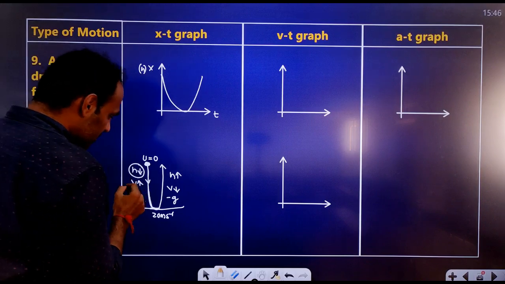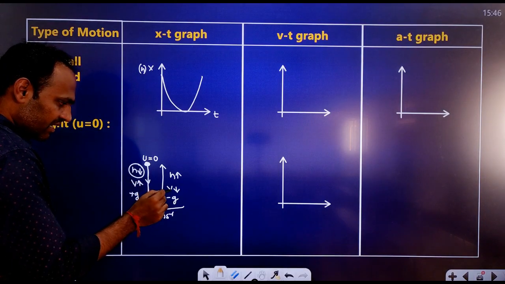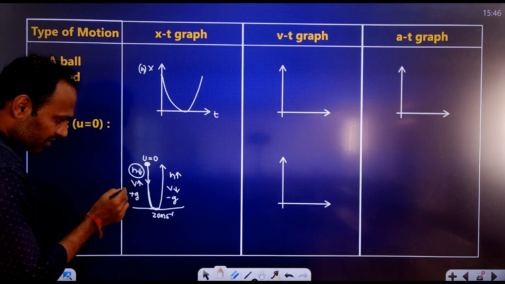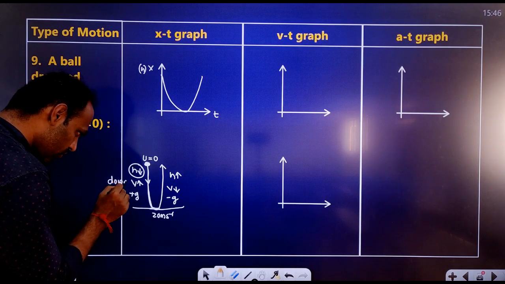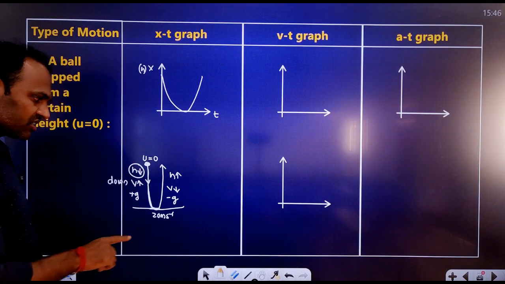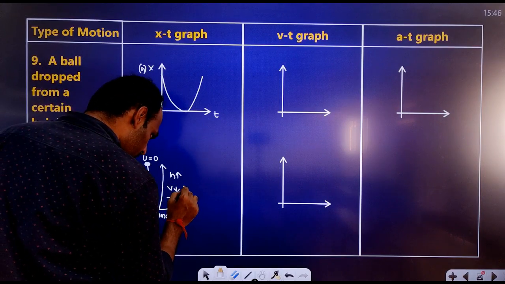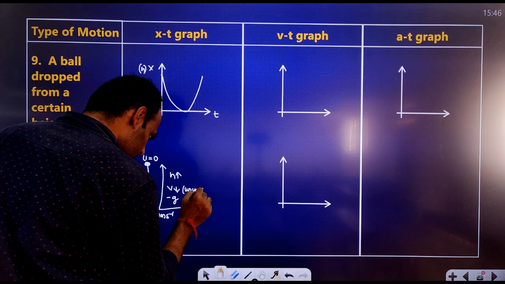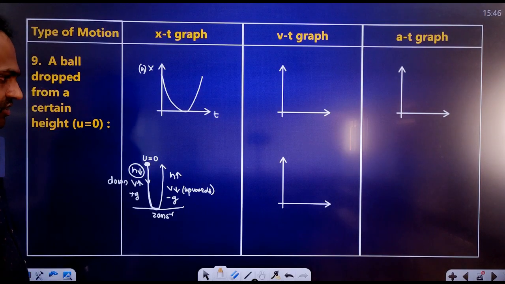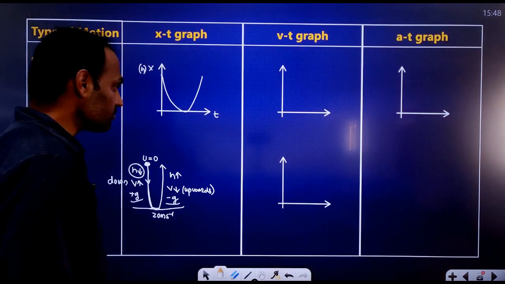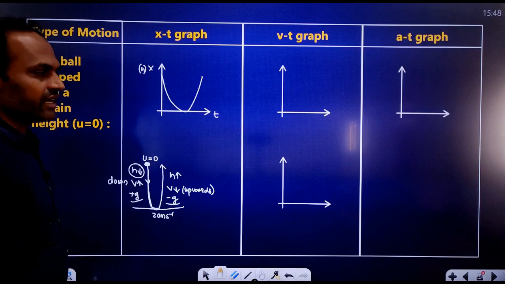Okay, the velocity is increasing and then it is decreasing. But the increase is in one direction, downwards. When it is coming down, velocity is downwards. When it is going up, velocity is upwards. So the direction of velocity will change. Correct? Okay, this is the xt graph.